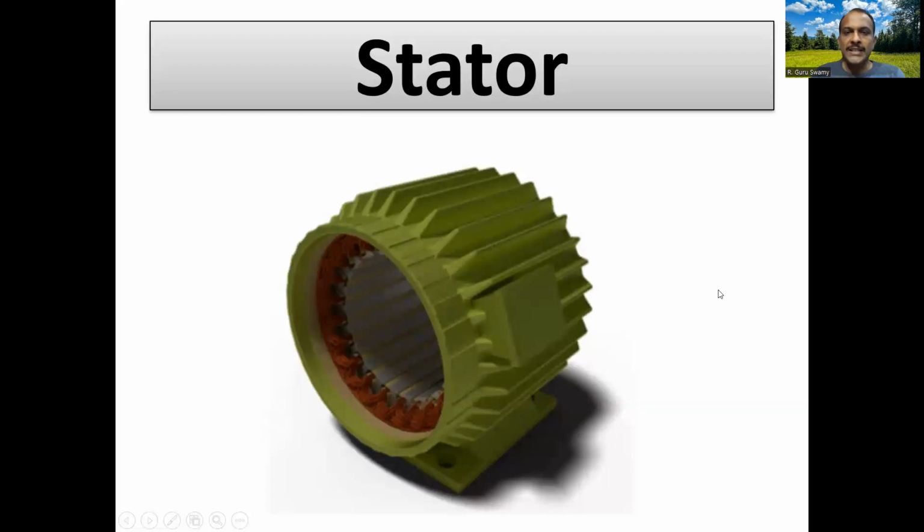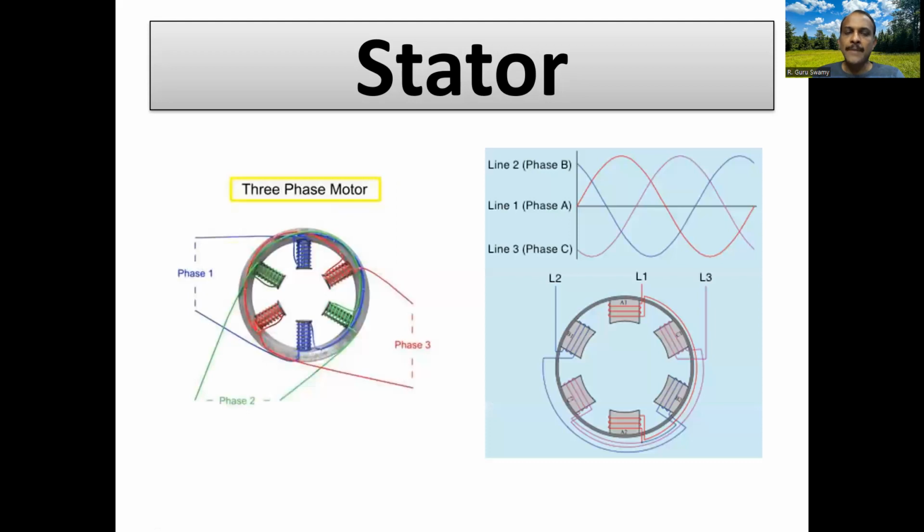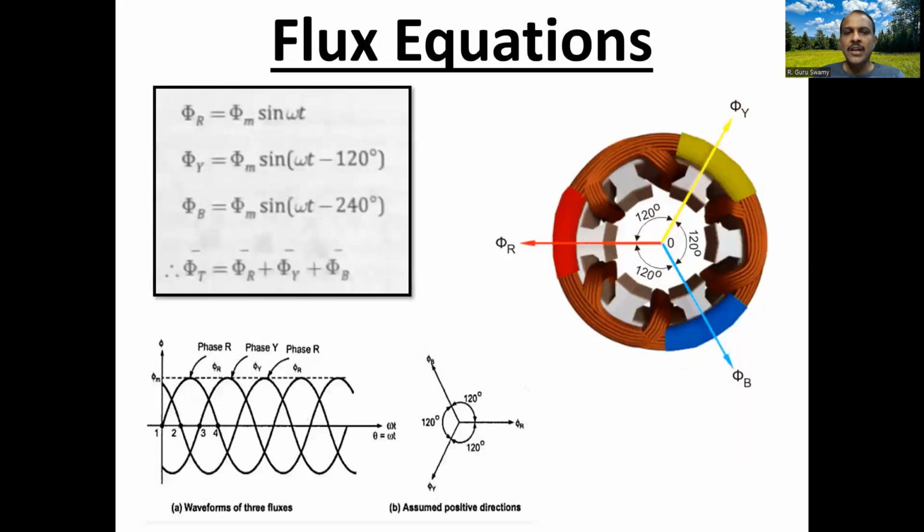As I said, this is the stator, and the stator has three-phase windings, which were discussed in the construction of the three-phase motor. Whenever we give three-phase supply, line 1, line 2, and line 3, to the stator windings of the induction motor, because the supply is three-phase, we also get three-phase flux like this, which is again a three-phase waveform.